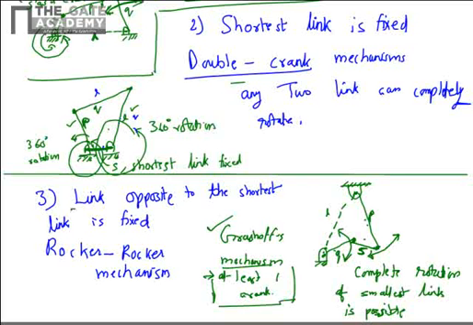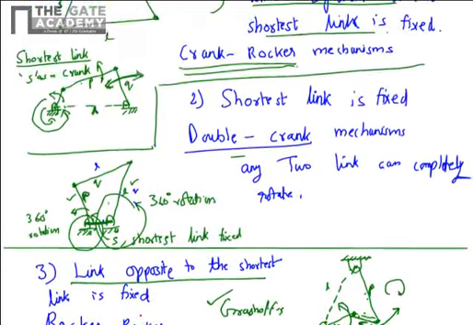If you fix the link opposite to the shortest one, you get a rocker mechanism, so only rocking motion of two links is possible. They are adjacent to the shortest link, and the link opposite to the shortest link is fixed. Still, complete rotation of the shortest link is possible, and the Grashof condition is satisfied. So these are the three inversions of the Grashof chain.